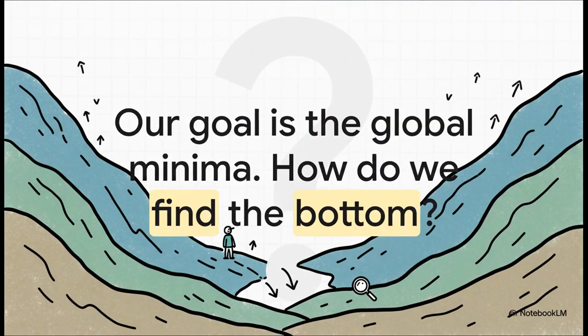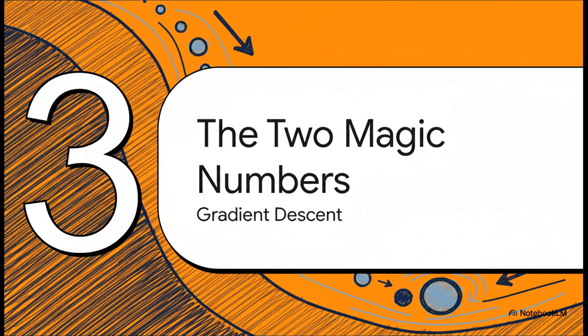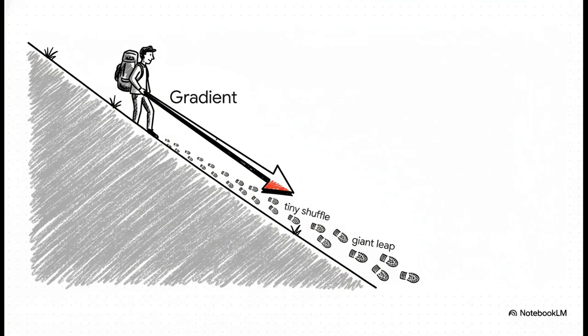And that leads us to the million-dollar question. If you're standing somewhere on this giant, foggy landscape and you can't see the whole map, how do you find the bottom? All you know is your current altitude. What's the plan? The answer is a beautifully simple algorithm called gradient descent. And it's so cool because at every single step, it gives us two magic numbers that tell us exactly what to do next. Okay, the first magic number is the gradient. It's a little bit of calculus that basically acts like a compass needle that always points in the direction of the steepest way downhill from where you're standing.